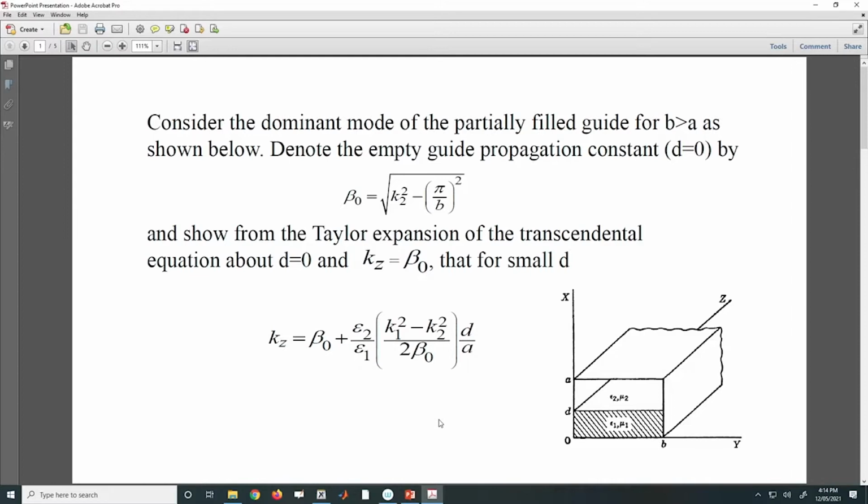Denote the empty guide propagation constant, d equals 0, by beta naught, given as root under k2 square minus pi by b square, and show from the Taylor expansion of the transcendental equation about d equals 0 and kz equals beta naught that for small d, kz is beta naught plus epsilon 2 upon epsilon 1 times k1 square minus k2 square upon 2 beta naught times d upon a. Okay. So, we will start solving this problem.